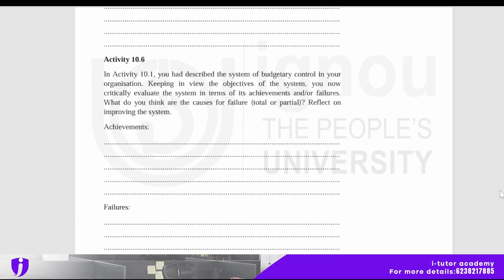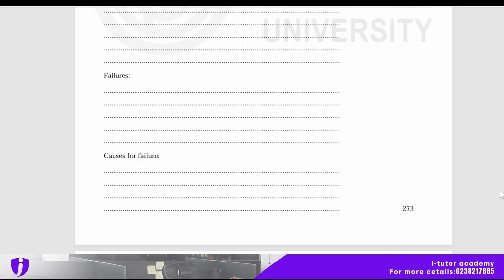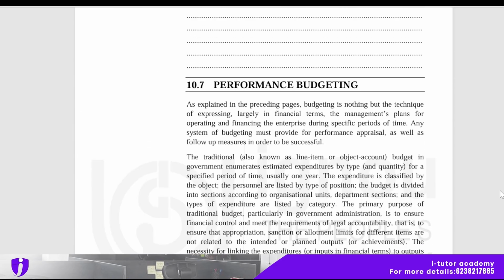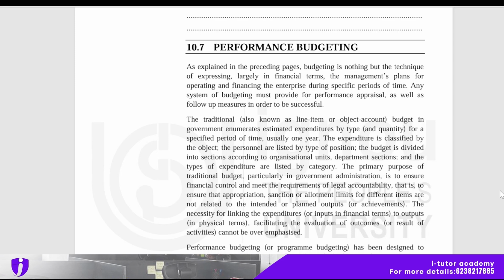And activity 110.6 also there is on achievement, failures, cases for failures are there. So you just try to answer that. It will help you for your final and examination.